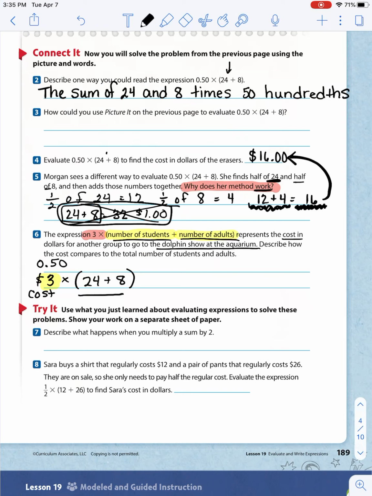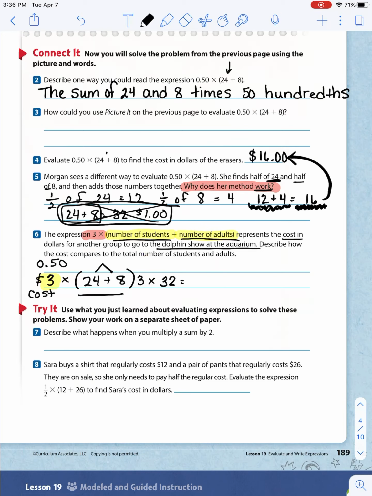And you have 24 students and 8 adults. So to solve that problem, we would need to add up the number of people first, because that's what's in parentheses. That would make the most sense. You first take that you have 32 people times $3 each. And that would tell you how much it costs for all of those people to go to the dolphin show.